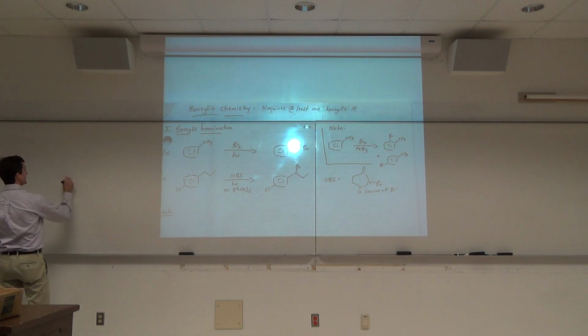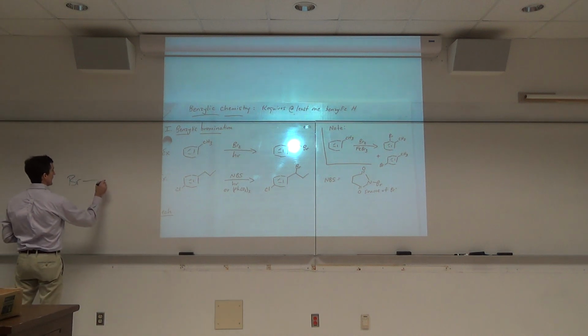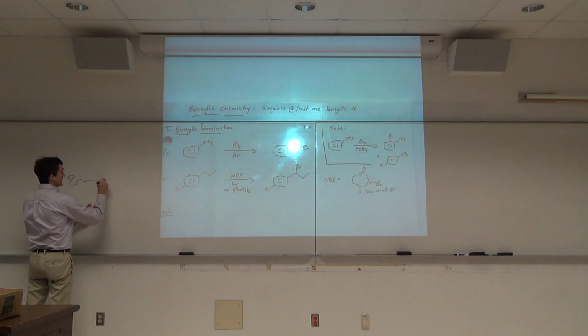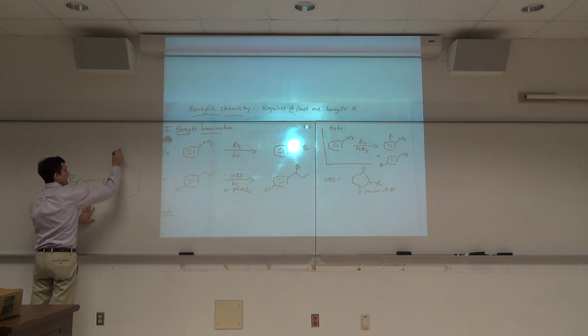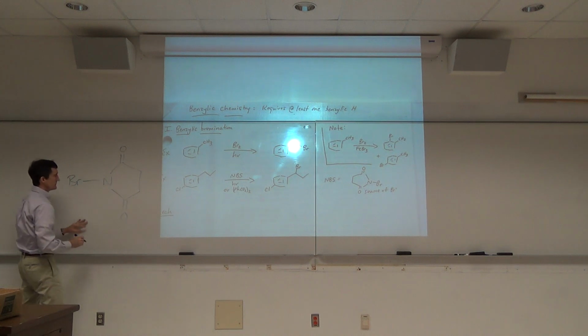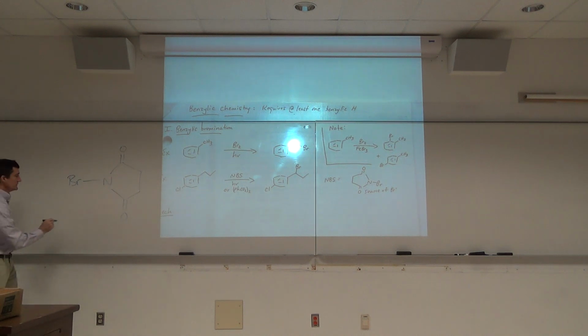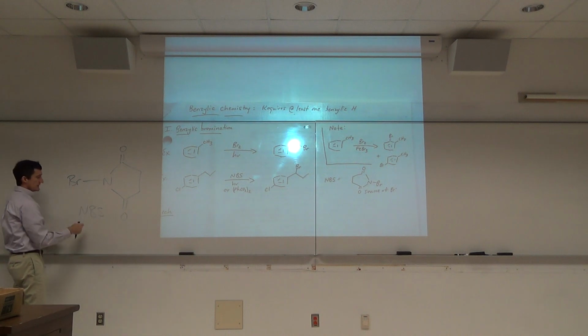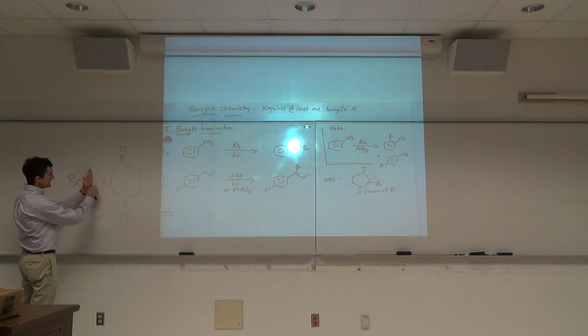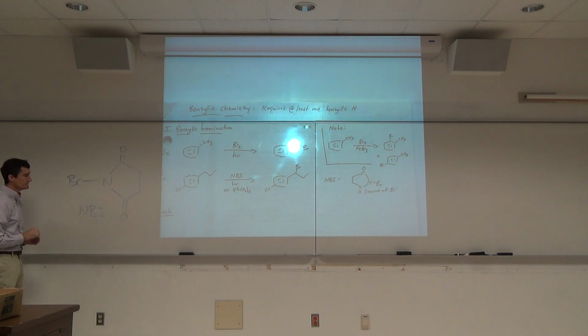So NBS is bromine, but instead of bonding to another bromine, it's bonding to an N, and this is a ring system here. So this is NBS, which stands for N-bromosuccinimide. If that was an H, that would be succinimide. You can find this in your textbook.